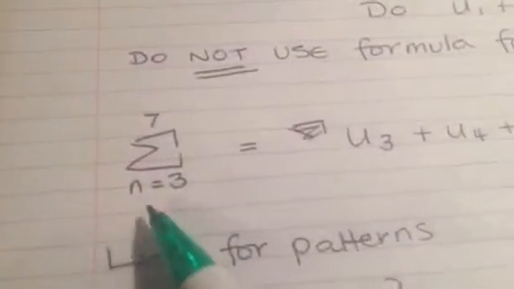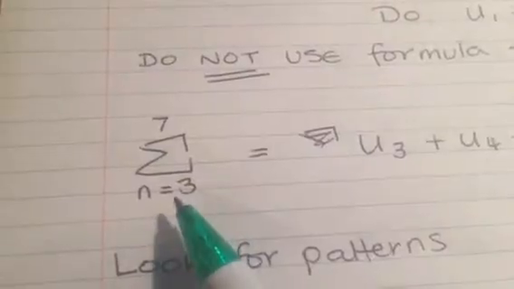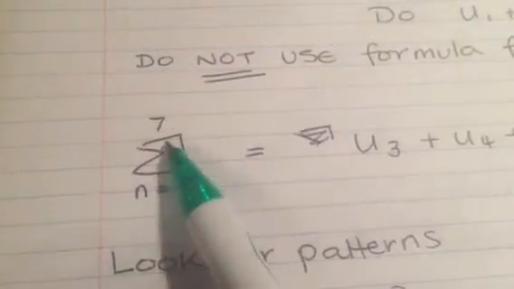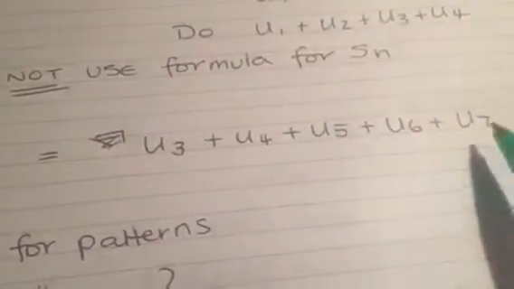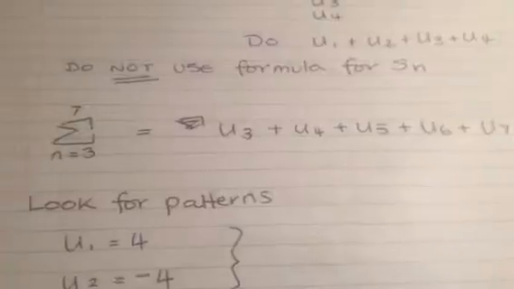Just watch out as well, because you might not have to add the first term. It might be from n equals 3 to 7. That would be u3 plus u4 plus u5 plus u6 plus u7, and again do it by hand.